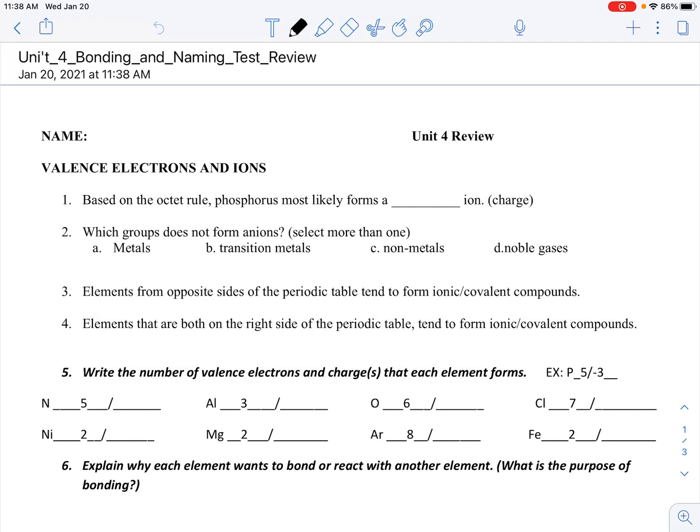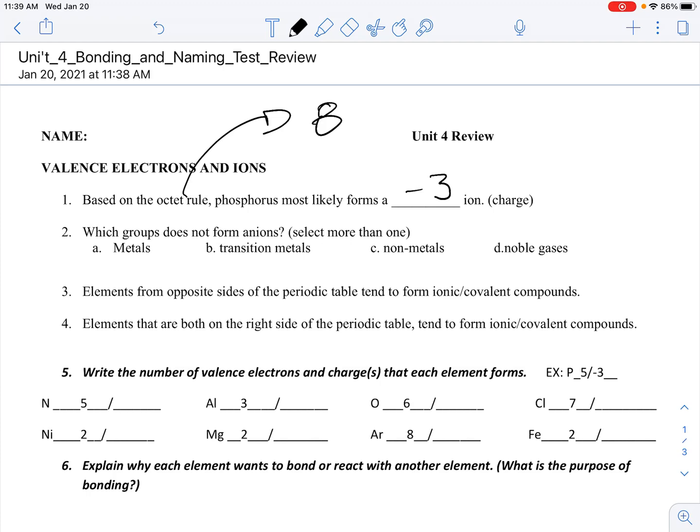All right, going over the Unit 4 bonding and naming test review. Some of this is topics we've touched on a little bit, and beyond that, just a little bit of other stuff as well. So based on the octet rule, which remember is just saying that every atom pretty much wants 8 valence electrons or electrons in an outer shell, phosphorus forms a -3 charge, which means that it has 5 valence electrons.